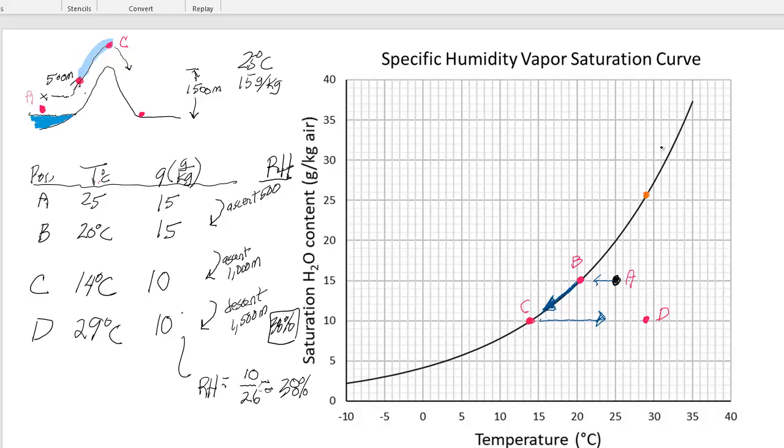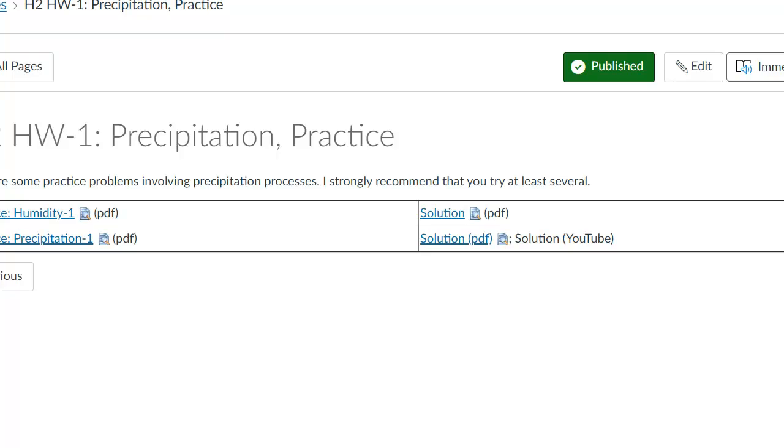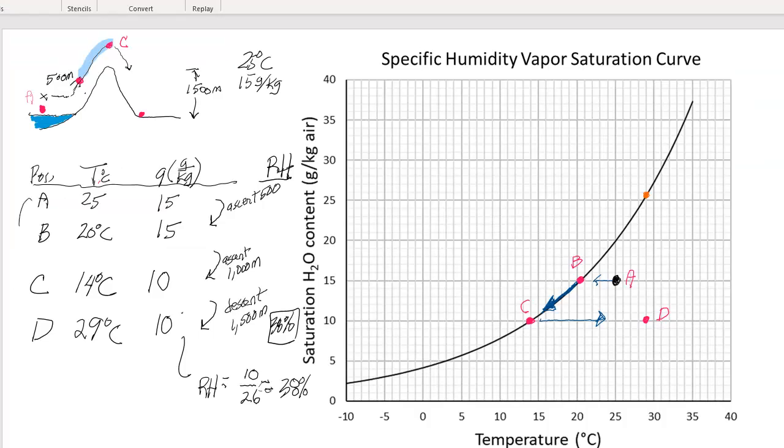What was it initially? Well, initially it came in at 25 degrees C and 15. So the relative humidity at the beginning would have been equal to 15 grams per kilogram, the specific humidity, and saturation at that point was 20. I can do that math in my head, right? That turns out to be 75%. So it came in at a relative humidity of 75%.